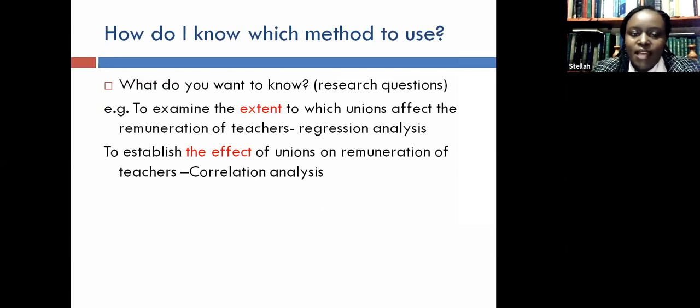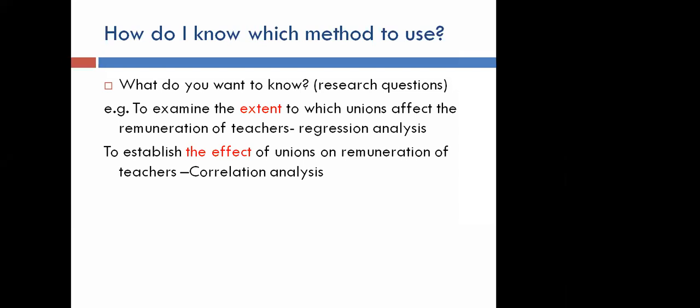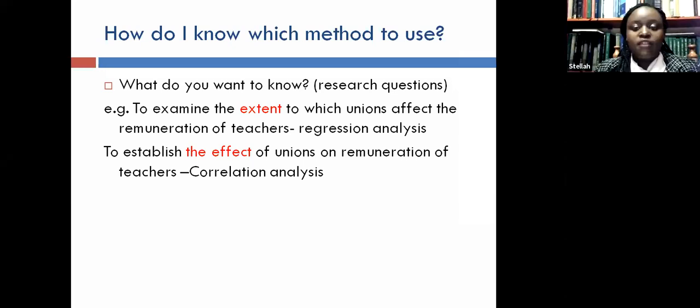So someone will ask, how do I know which method to use? How do I know which statistic to use? The first thing that should guide you is your research question, and I've given an example. Someone comes with the research question, or rather an objective, but you can change it to a research question: to examine the extent to which unions affect the remuneration of teachers. The fact that you have the word extent should tell you that you want to find out the level, the weight of the unions on remuneration. So in this case, this should guide you that you're going to be using a regression analysis.